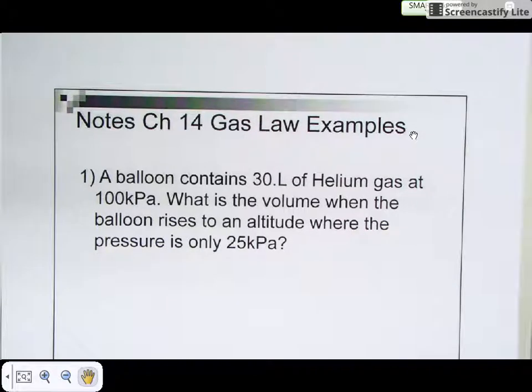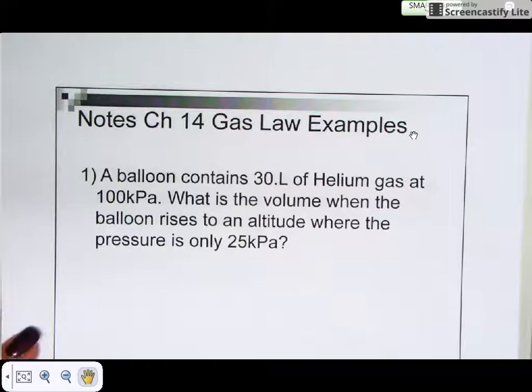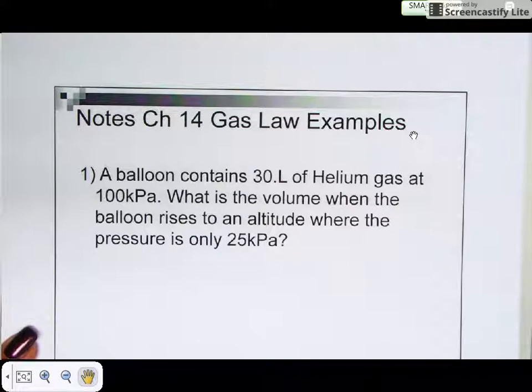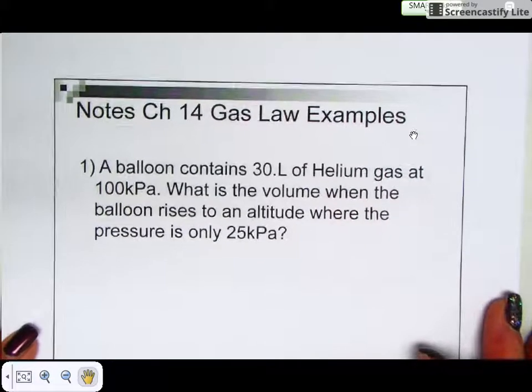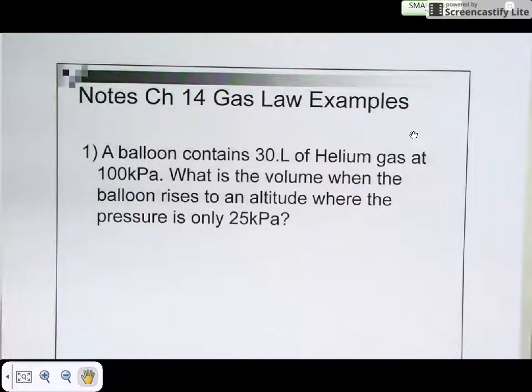Today in class, we learned how to use Boyle's law, Charles's law, Gay-Lussac's law, and the combined gas law. The examples that we did in the notes today, we did examples 2, 4, 6, and 8. But I want to go back here in this little video lesson and work out the ones that we skipped. Let's look at number 1 first.